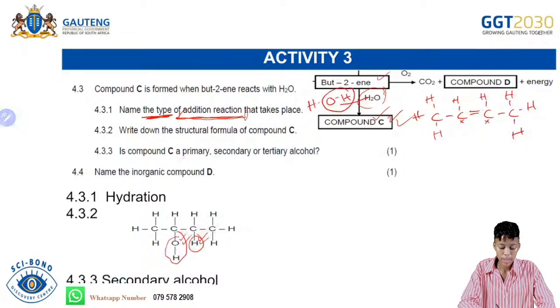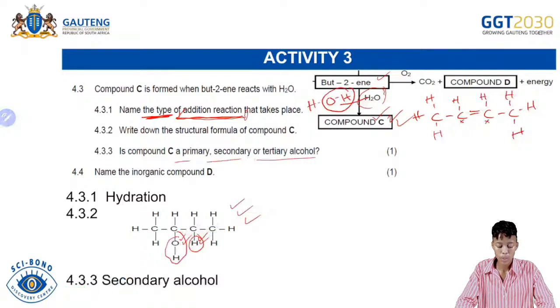Then it says, is compound C a primary, secondary, or a tertiary alcohol? So now they're asking you, with the very same compound that you have now drawn, with the very same structural formula, is this compound a primary, a secondary, or a tertiary alcohol? So we can see that because the OH group is attached to the carbon, which is attached to two other carbons, it therefore means that we have a secondary alcohol.